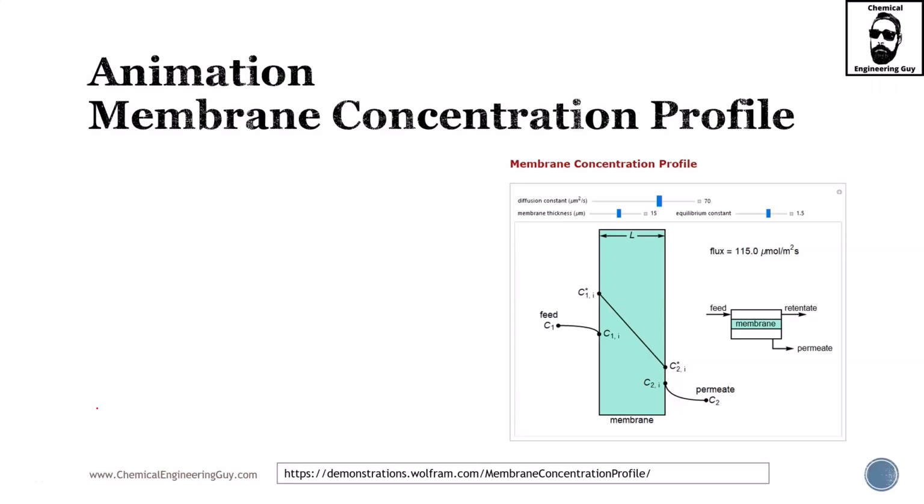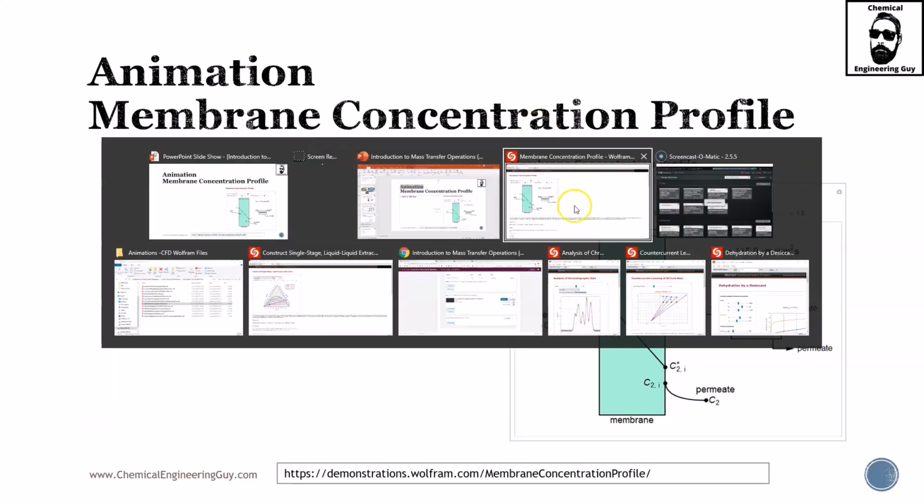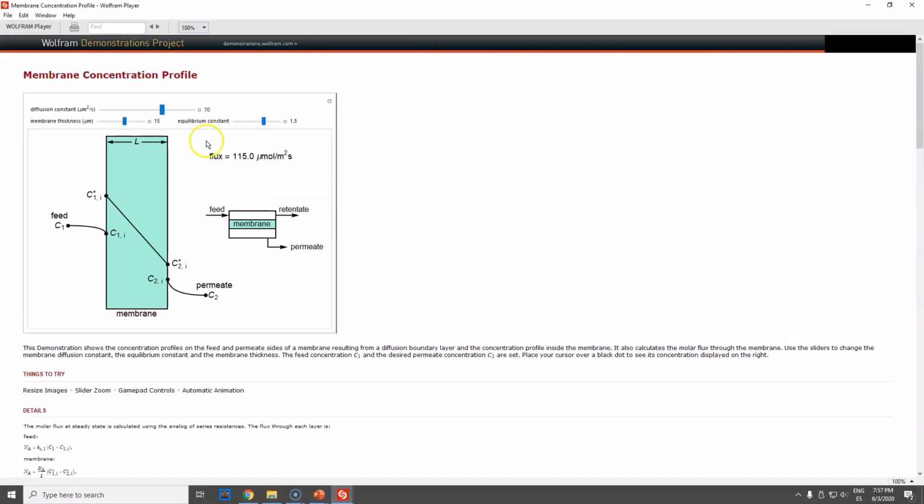Since we are talking about membranes, we're going to be covering a concentration profile inside a membrane. So after you open the animation, you will get this, the membrane concentration profile. You got the diffusion constant for the material. You got the membrane thickness. You got the equilibrium constant.